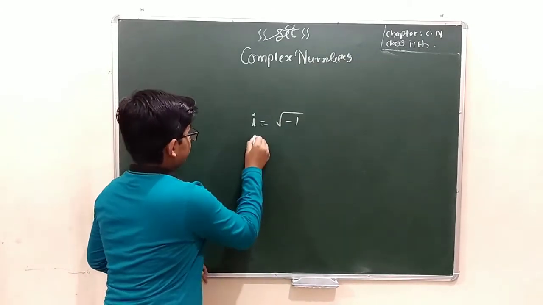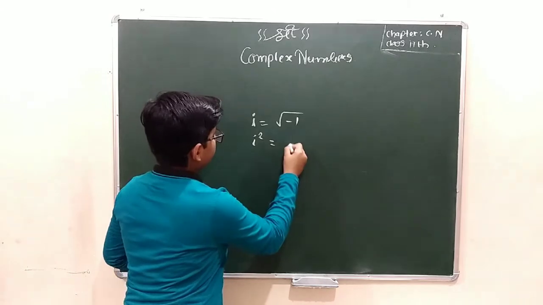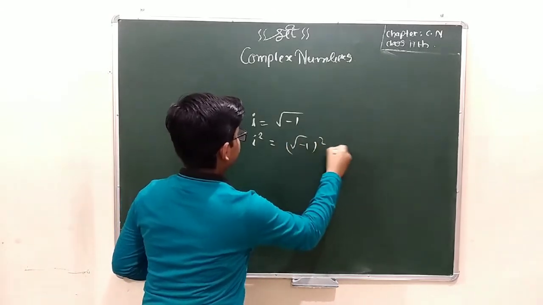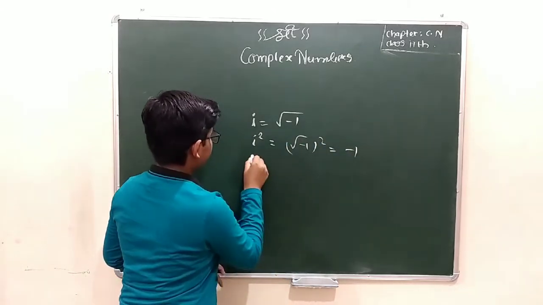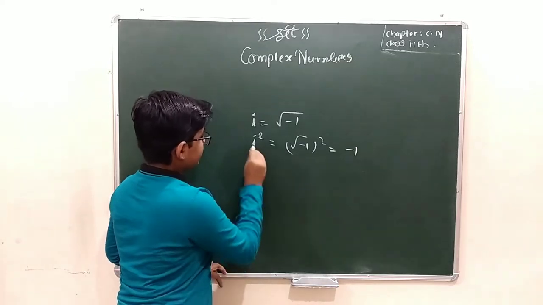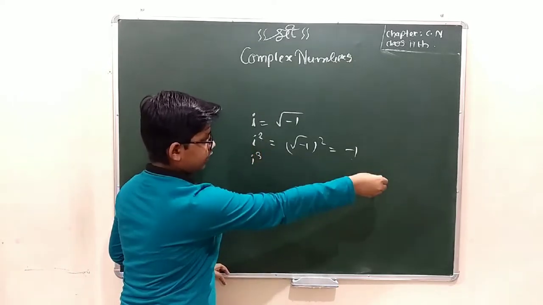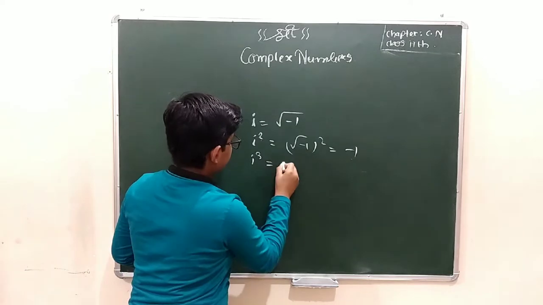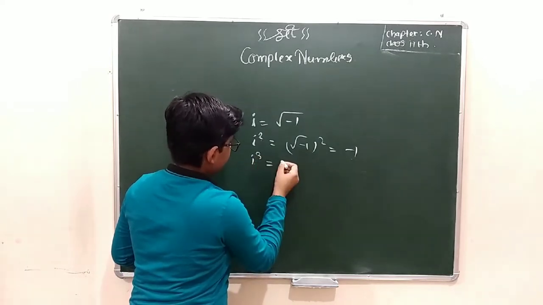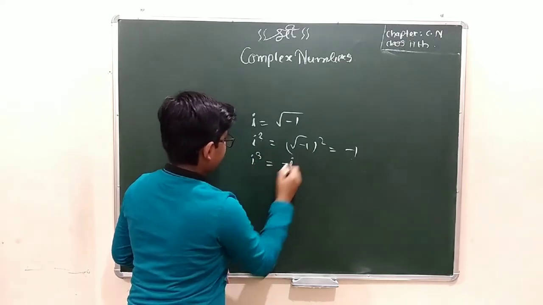We also know what i squared is. i squared is square root of negative 1 the whole square, which is equal to minus 1. What is i cube? i cube means i squared into i. So minus 1 into i will be negative i. So i to the power 3 will be negative i.